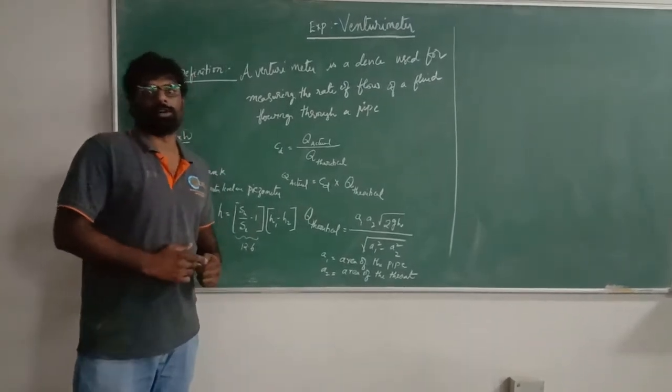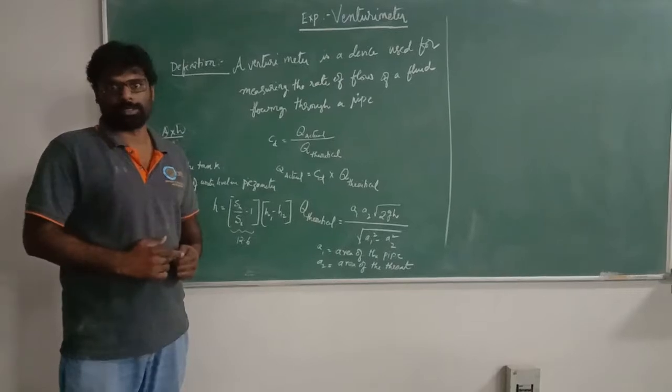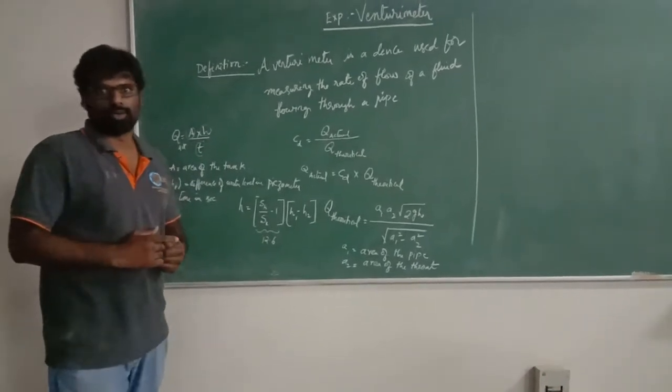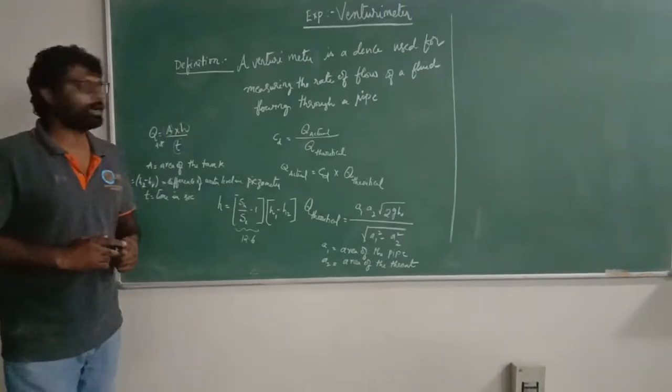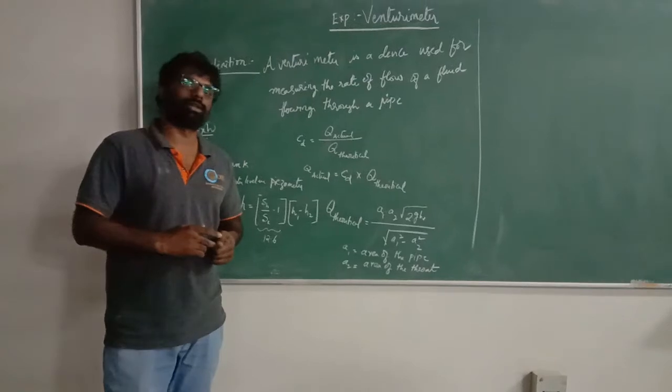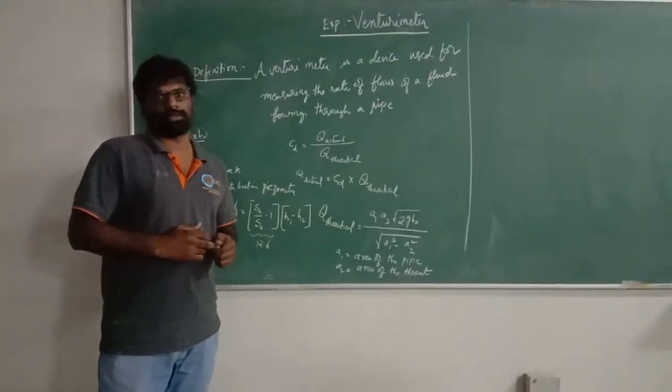Today we are going to perform an experiment on the venturimeter. So basically, what is a venturimeter? A venturimeter is a device which is used to measure the rate of flow of a fluid flowing through a pipe. In this experiment, we are going to find out the coefficient of discharge of the venturimeter.